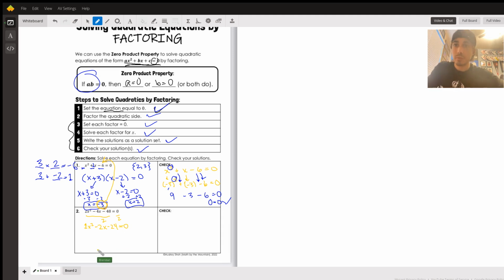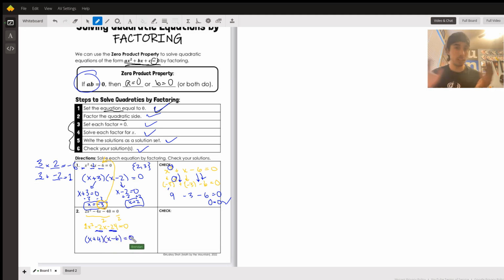So again, same thing we always do. We want to multiply to this guy and add to this guy. And those two numbers, again, we're looking to multiply to a negative, so you need to have one of each. And that's going to be, think about what multiplies to -24, adds to -2.